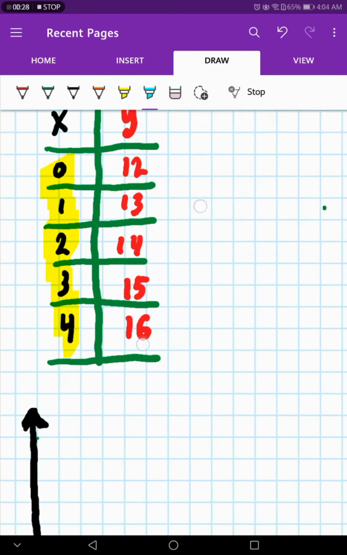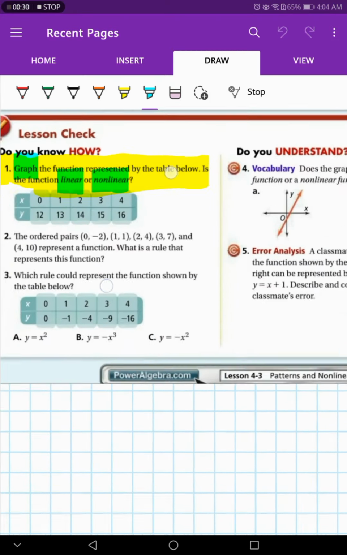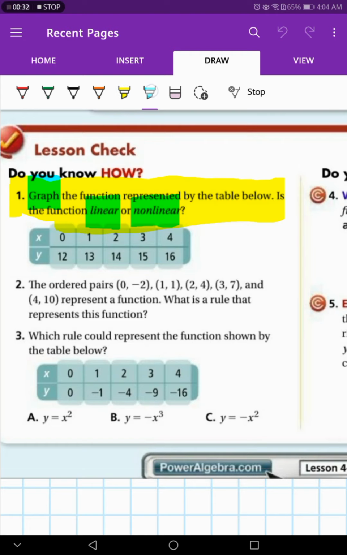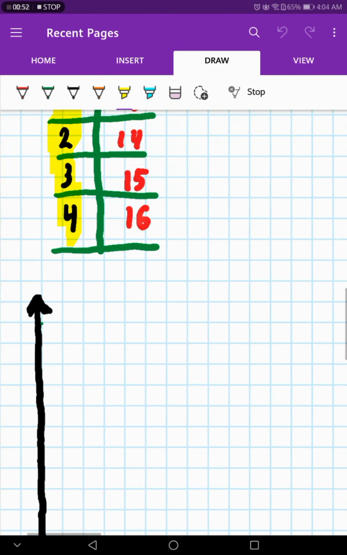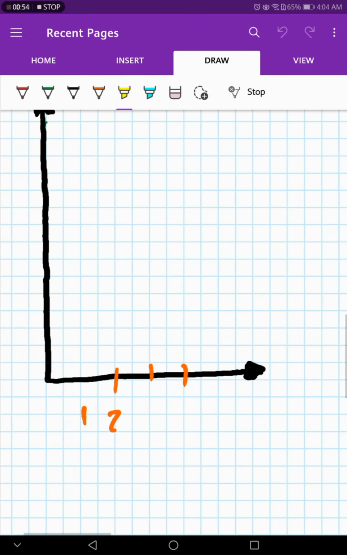I draw the table here, and as you know, how many ordered pairs do I have here, my dear student? See, the first ordered pair is (0, 12), (1, 13), (2, 14), (3, 15), and (4, 16) are the ordered pairs that I need to plot. Where? Yes, on the XY coordinate plane, my dear student, okay?